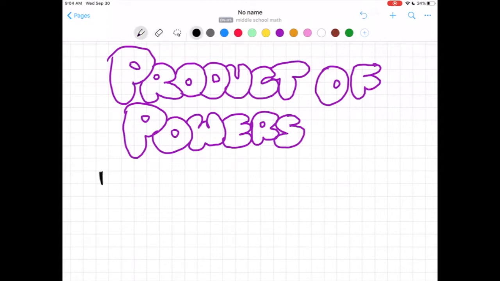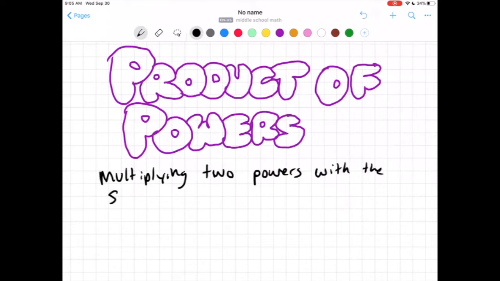So when you're multiplying two powers with the same base, you add the exponents.